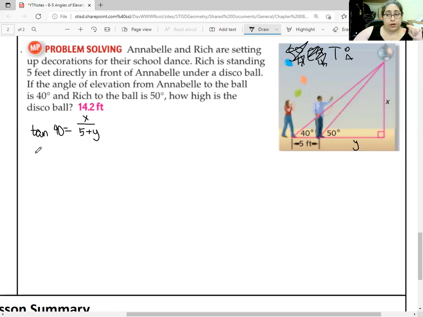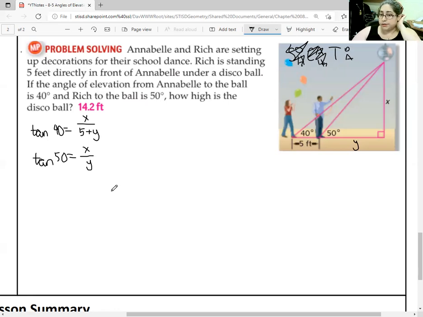And now I'm going to write the equation that models what's happening from Rich's point of view. From Rich's point of view, my trigonometric equation is the tangent of 50 degrees, 50 because that's the angle of elevation from Rich, is equal to the side opposite Rich, that is how high above the ground the disco ball is, divided by how far away he is standing from being directly underneath the disco ball. That's y.